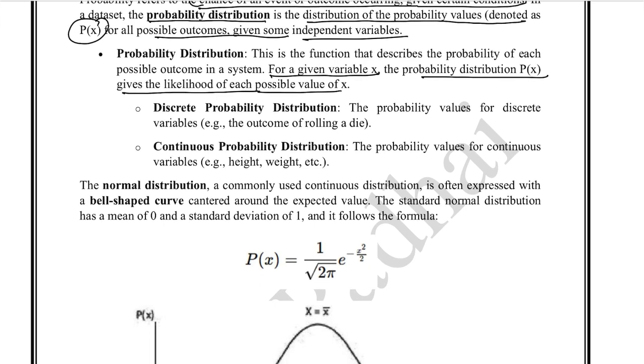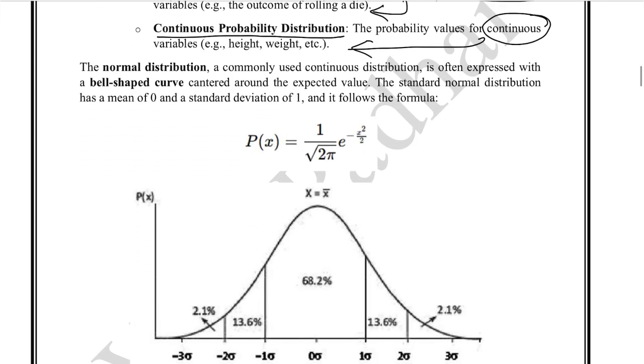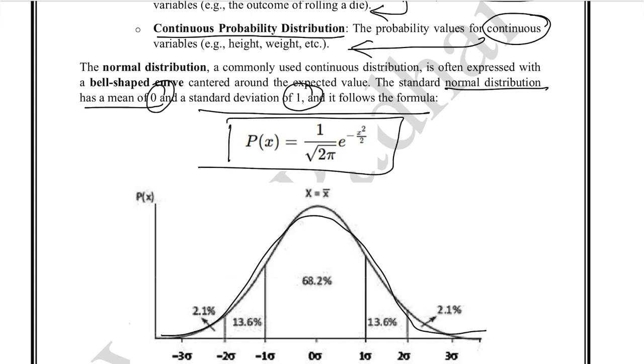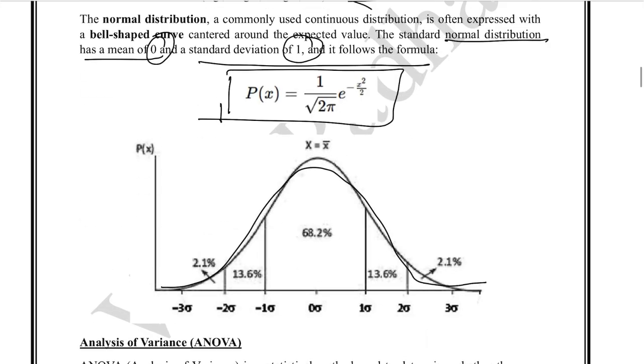First you have the discrete probability distribution. Next is the continuous probability distribution. Discrete probability distribution mainly uses discrete variables, for example, rolling of a die, and continuous probability distribution mainly makes use of continuous variables like height, weight, etc. If you see the graph, you obtain a bell-shaped graph. The standard normal distribution has a mean of 0 and SD of 1, which is given by the formula P of X equal to 1 by square root of 2 pi, e to the power of minus x squared by 2. This is the entire probability distribution curve. We have to mention this bell-shaped curve here.